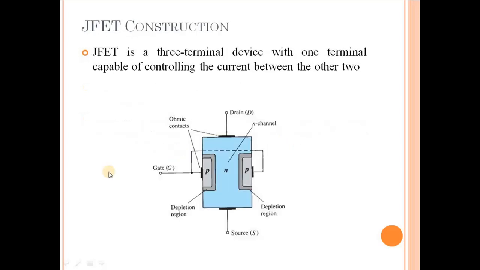Now let us discuss the construction of the junction field effect transistor, that is the JFET. So JFET is a 3-terminal device with one terminal capable of controlling the current between the other two. The controlling terminal is the gate terminal, which can control the current between the drain and the source. Whether the direction of current is from drain to source or from source to drain depends upon what kind of JFET it is.